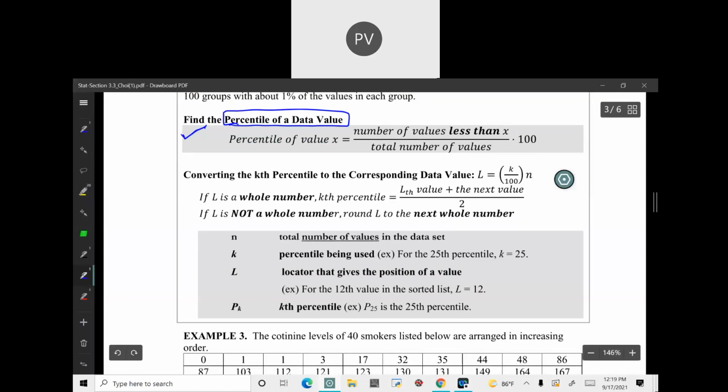If you have a percentile given and you're supposed to calculate or compute the data value, then this is the formula. Do not worry about this. This is the main formula to be used.